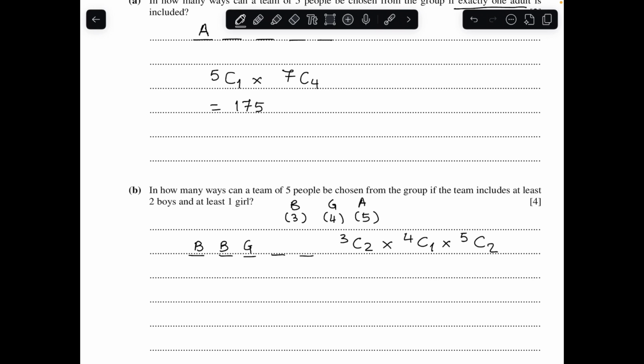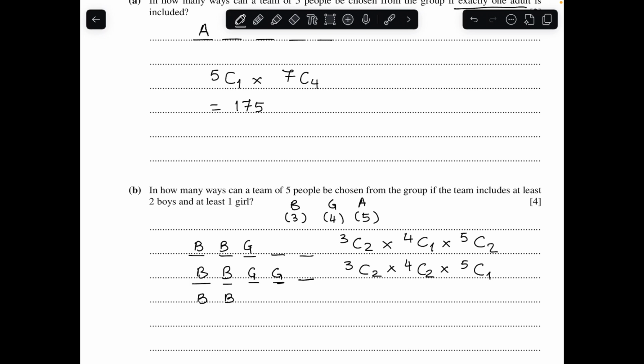Likewise, we need to think what are the different possible combinations. Yeah, so let's play around with the girls first. So boys, 2 boys are there, at least 2 boys, and let's say we choose 2 girls and the remaining would be an adult. So this is 3 choose 2 times 4 choose 2 times 5 choose 1.